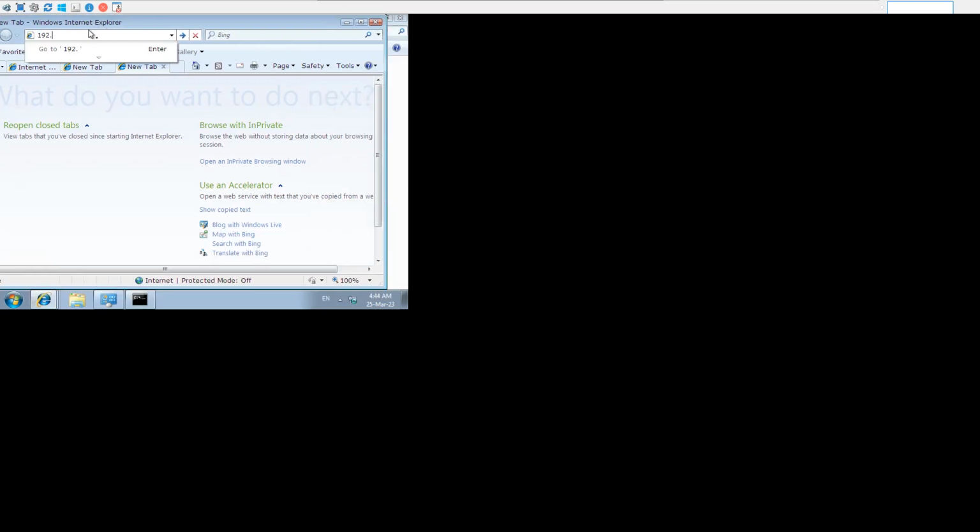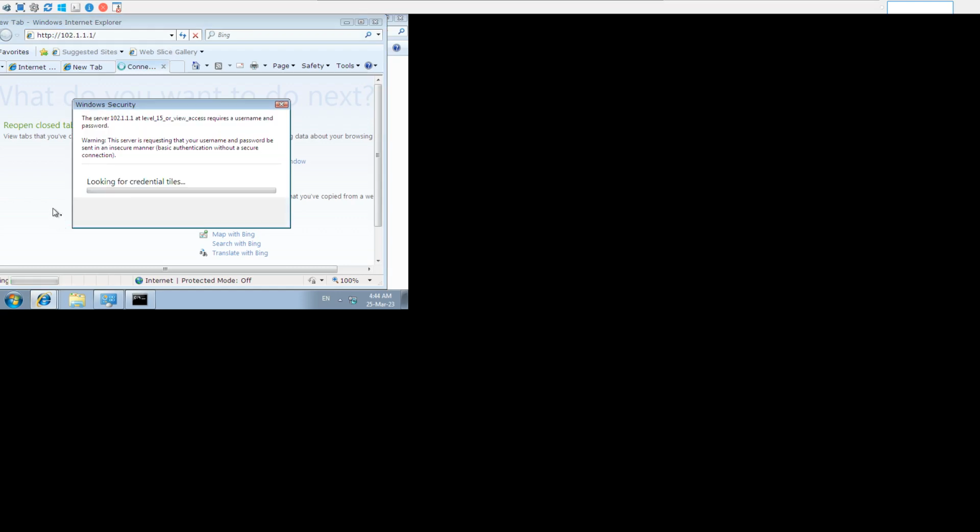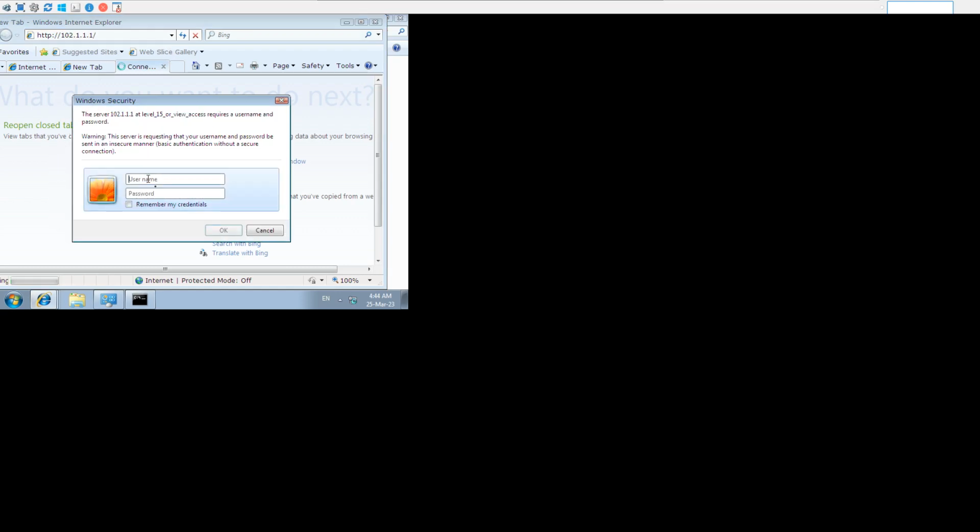Here I am typing the public IP address, http colon 102.1.1.1. Let me check. So you can see it's asking for username and password, yes or no. So now let me define one username and password as well.